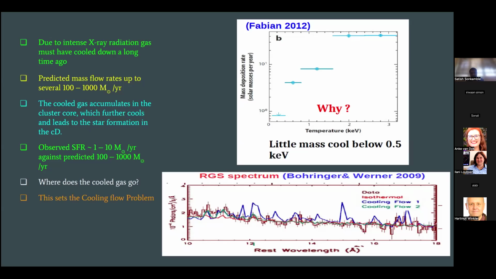If you look at the high resolution X-ray spectrum from XMM, you will see there are no emission lines. From the classical cooling flow model we expect many emission lines to contribute to the cooling, but we don't see such strong emission lines.